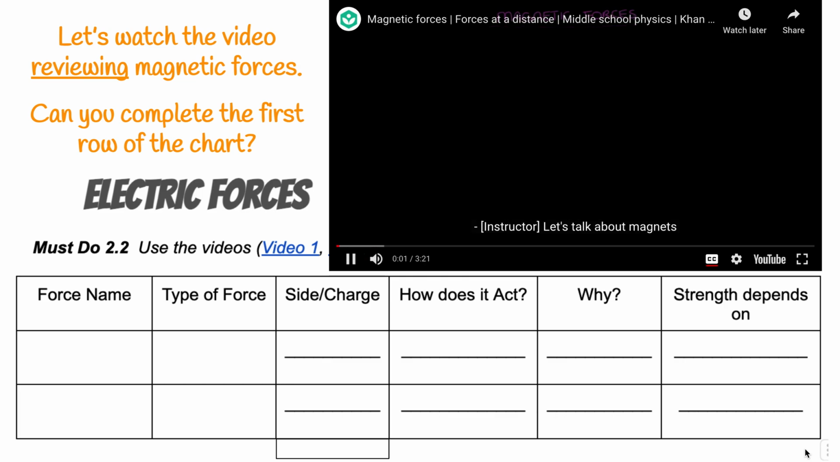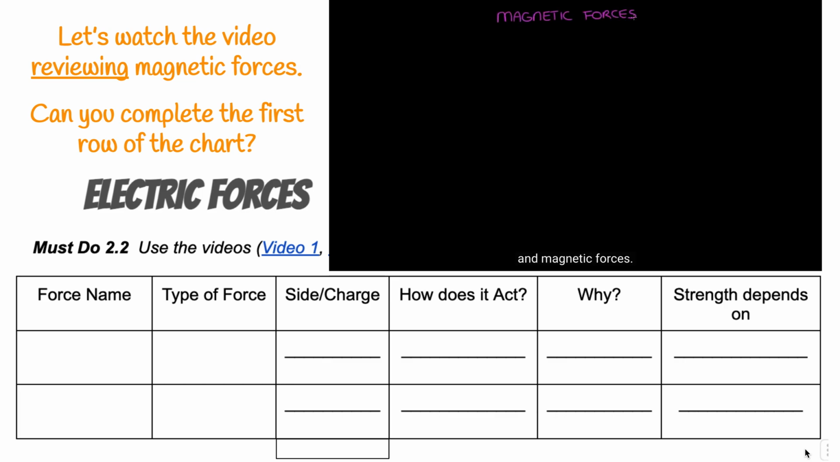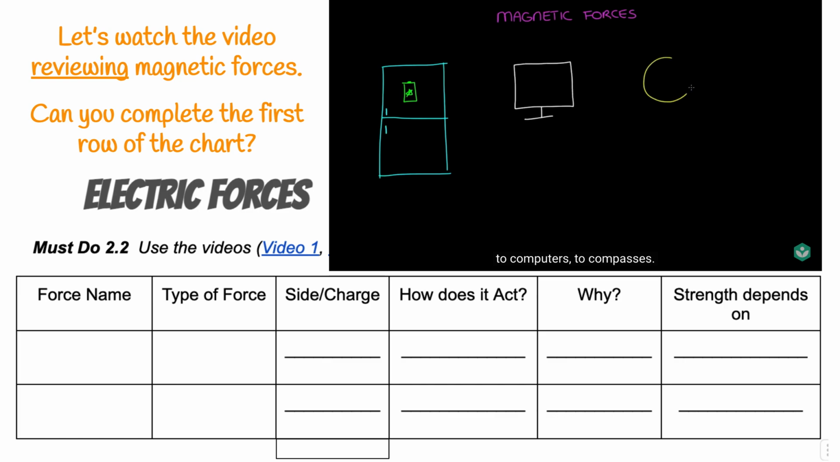Let's talk about magnets and magnetic forces. Magnets are these neat objects that are able to attract metals like iron. Magnets are used in all sorts of things, from holding paper on your refrigerator to computers to compasses. So magnets can be used to stick things together, point us in the right direction, and even lift things. And they do this through magnetic forces.